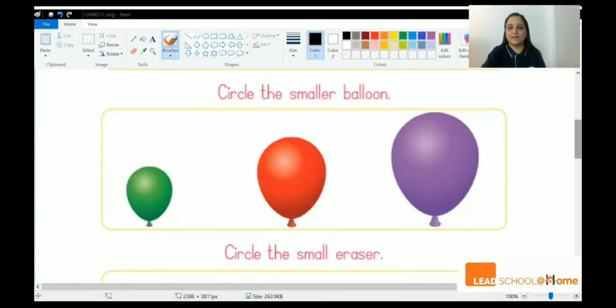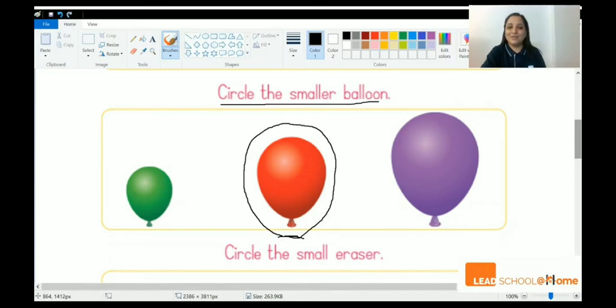Good. Now look at these. What are these? Yes, these are balloons. And are they of same size? No, they are of different size. Can you tell me which is the smaller balloon here? Can you look at all the three balloons and tell me which is the smaller balloon here? Point at the smaller balloon. Yes, this is the smaller balloon. So let's circle it. Circle it with me in your workbook.